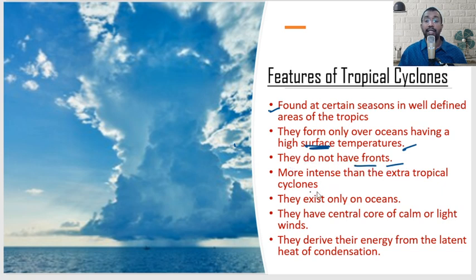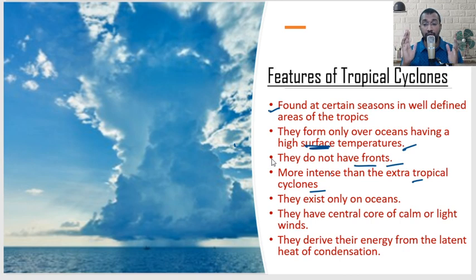More intense than extratropical cyclones. Yes, these are the extratropical cyclones which are above your tropical latitudes. If they are seen across the temperate region, they are considered extratropical cyclones. And the intensity of tropical cyclones is very high in comparison to extratropical cyclones, and they exist only on oceans.